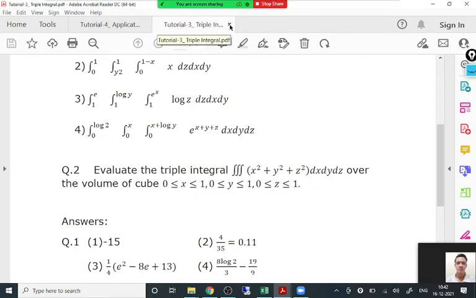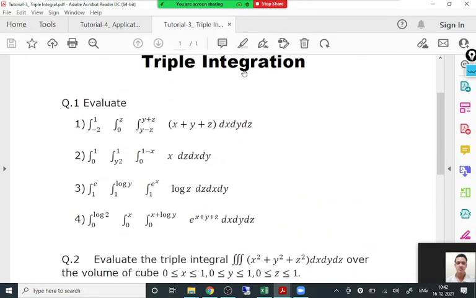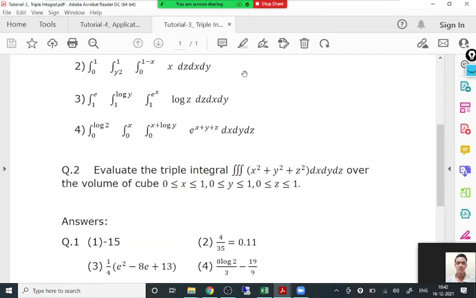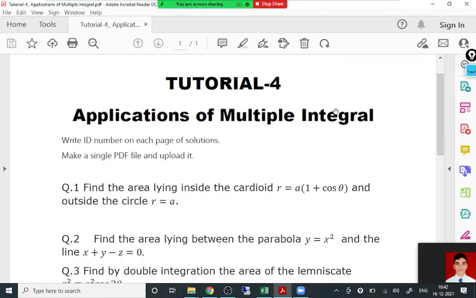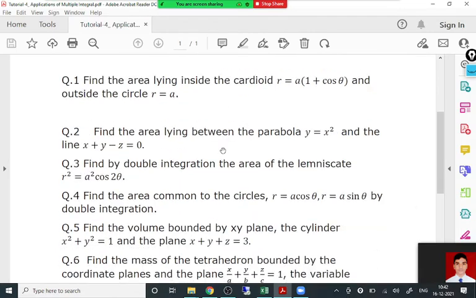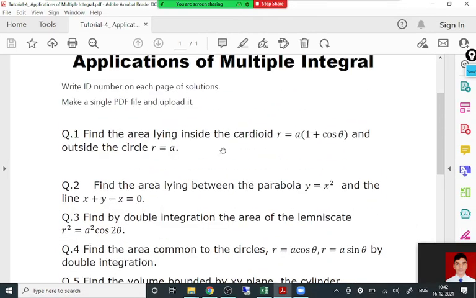I hope there is no doubt in any question of tutorial 3 first. Is there any problem in tutorial 3? Anyone? No, sir, all clear. Good. Now we move to tutorial 4. Remember, this tutorial also you have to submit by tomorrow. If you do not submit, you will be marked absent for that tutorial. So finish these 7 questions.